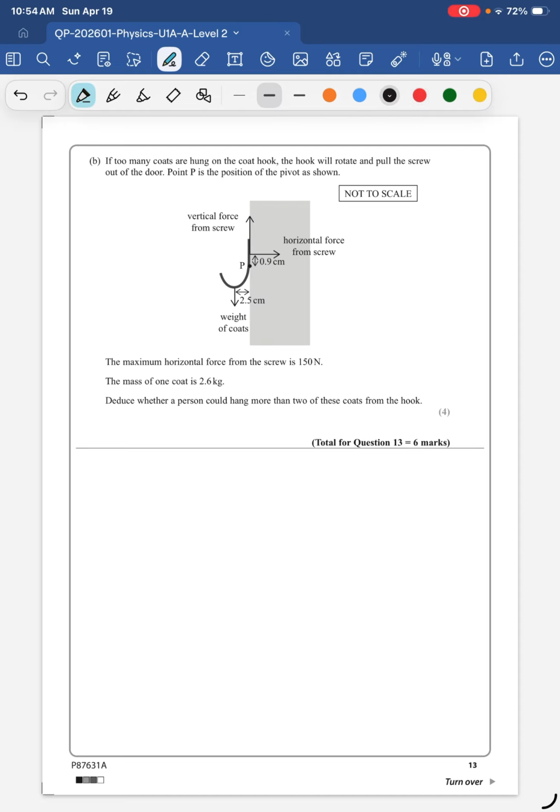Okay, let's balance the moments around P. So let's take moments about P. This is P. The weight of the coat times the distance from P, which is 2.5 centimeters, is equal to 150 newtons times the distance from P, which is 0.9 centimeters. So the centimeters cancel, and the weight ends up being 54 newtons. That's the weight we can support.